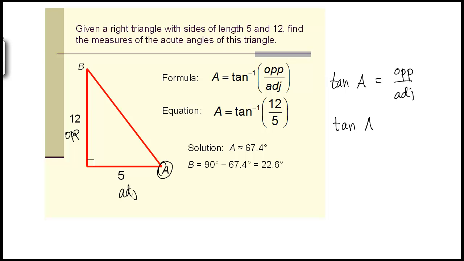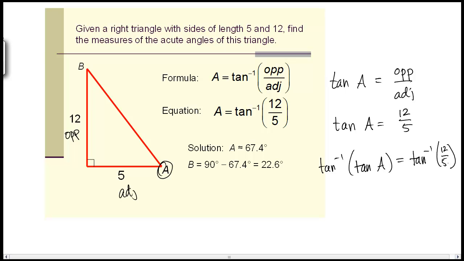Plug in what you know. And since I'm looking for the angle, I'm going to take the tan⁻¹ of both sides. Whatever you do to one side, you have to do the other. Tan⁻¹ and tangent should cancel out. And this is where they get the formula right here. Make sure you put the fraction inside of parentheses, or make sure you find out the value of 12 over 5 before you do the tan⁻¹. And you should get what they got of 67.4 degrees.